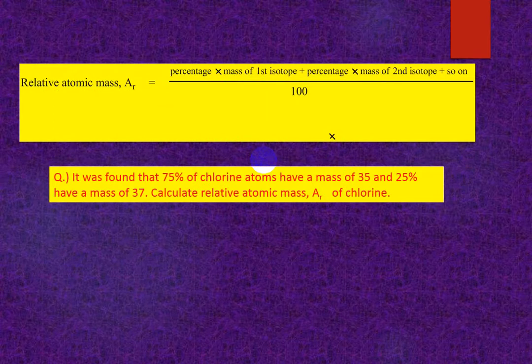This is the same question. It was found that 75% of chlorine atoms have a mass of 35 and 25% have a mass of 37.